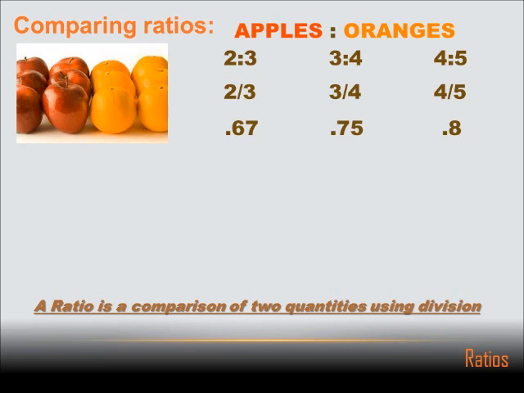Now, which is biggest, 0.67 or 0.8? Well, 0.8 is bigger than 0.67. And what that's telling us is we have more apples per orange if the ratio is 0.8 than if the ratio is 0.67. That's really 0.8 to 1 apples to oranges. There is 0.8 apples per each orange in this 4 to 5 ratio. In the 2 to 3 ratio, there is 0.67.